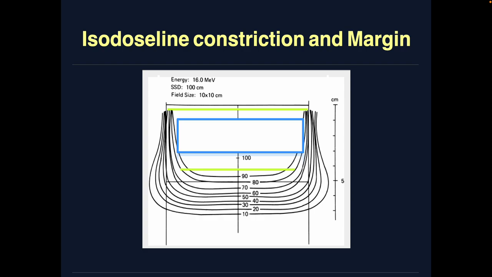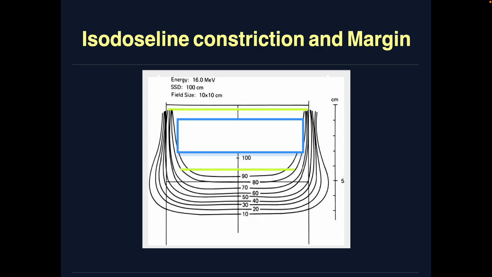And this is a very important part, please, because you want your target to be covered by the 90% or 80% isodose line. So if you look at the surface, after marking, you mark your GTV, you mark your CTV, like 1 centimeter margin of the CTV, you end up with this blue box, for example.